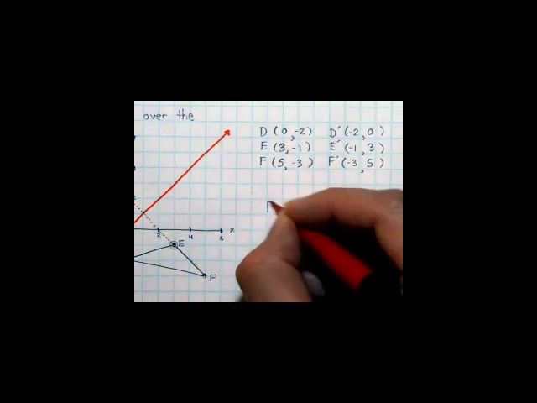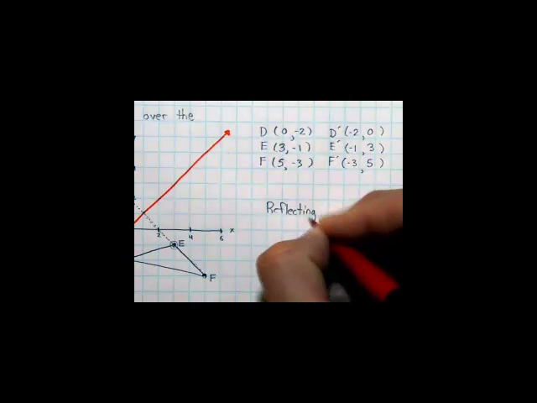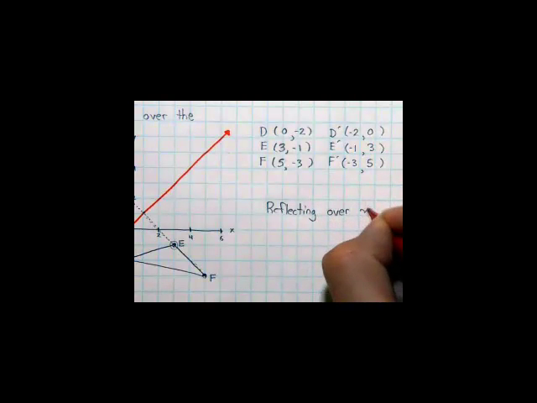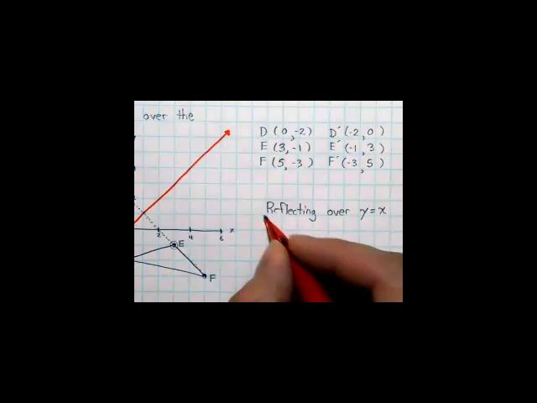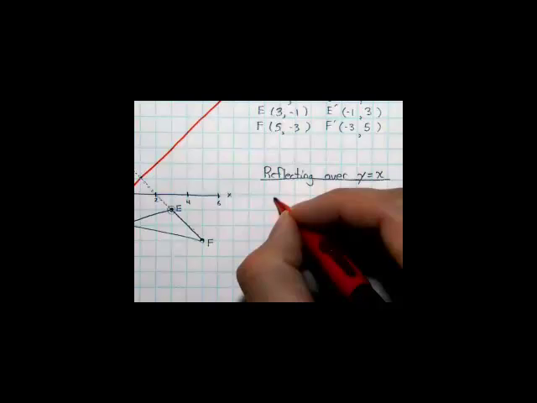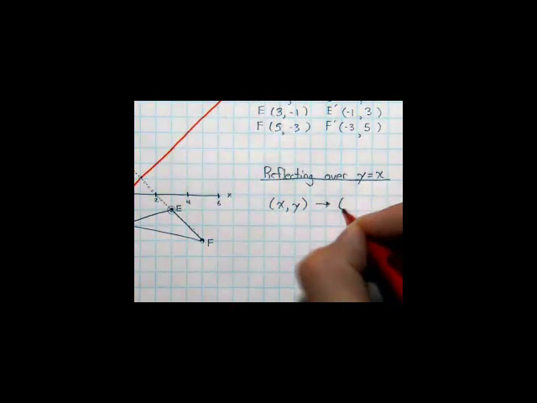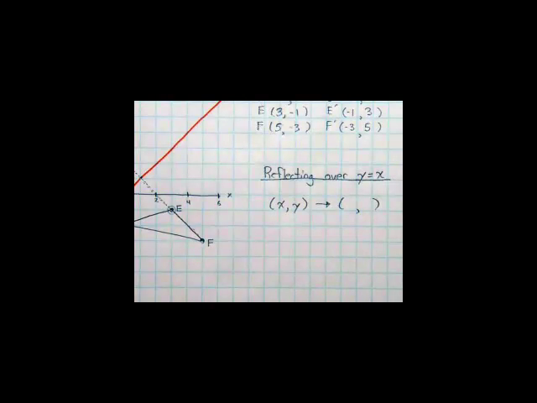So let's make a rule for this one too. Anytime you reflect over y equals x, (x, y) should go to what? (y, x), right?